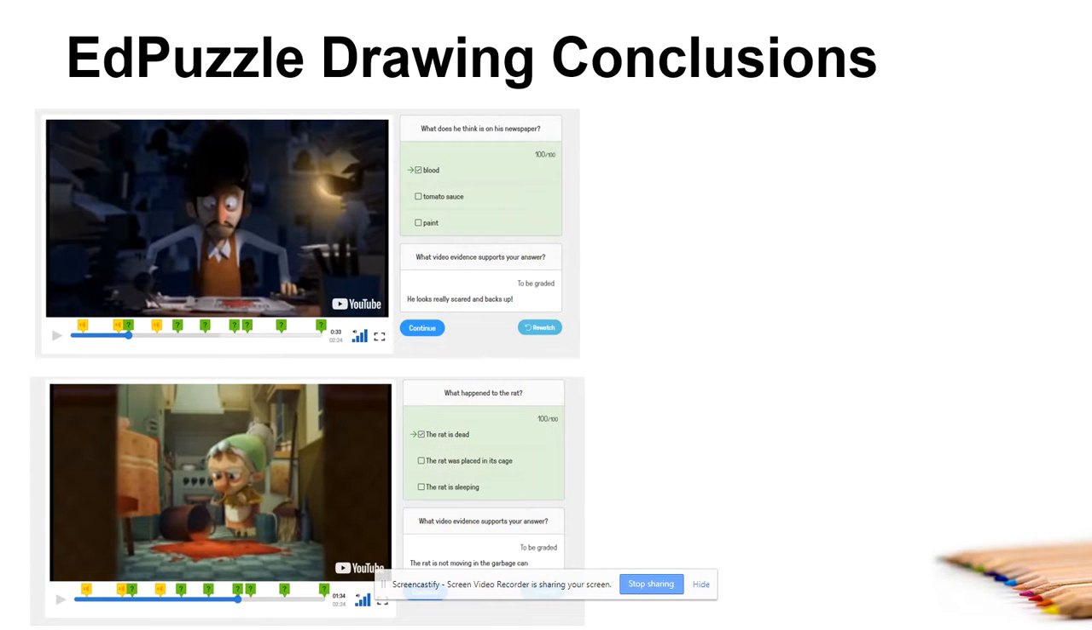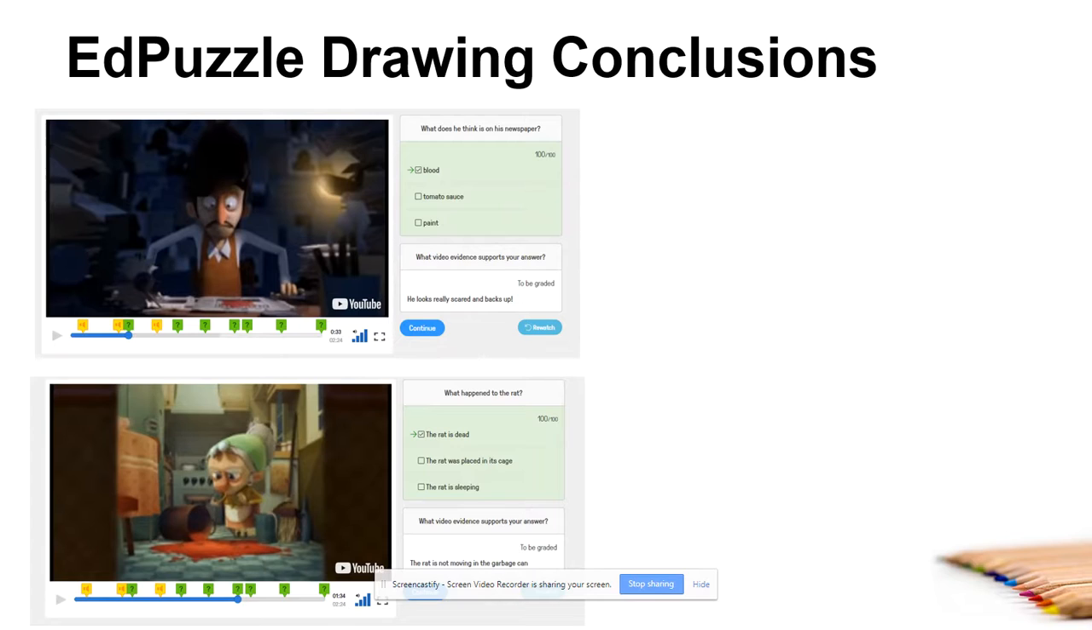Another example of the technology that I use within my classroom is Edpuzzle. Edpuzzle combines both videos as well as questioning in order to allow students to delve deeper into their learning. In this example of the lesson, I was trying to teach the students how to draw conclusions. The top video shows a man looking at a blood-stained newspaper. The question asks, what does he think is on his newspaper?